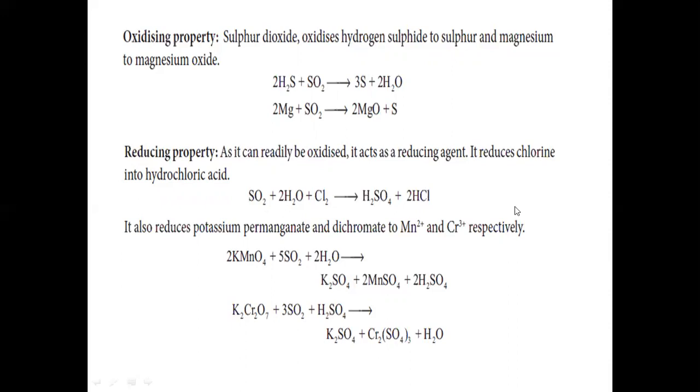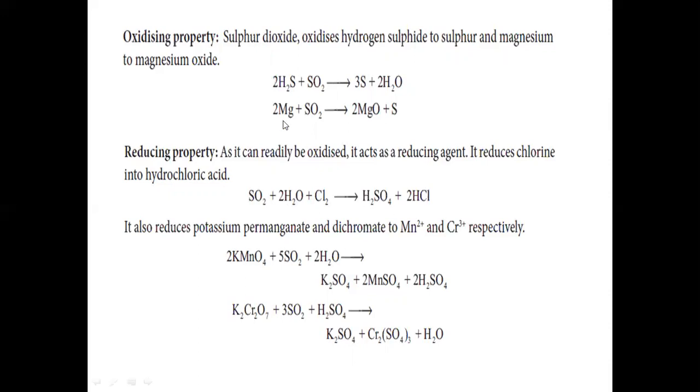So here H2S, hydrogen sulfide, reacts with SO2 to give sulfur and water. In H2S the sulfur is in the -2 oxidation state. It changes into sulfur, which is in the 0 oxidation state. So -2 to 0, the number is increasing, so we call it oxidized.